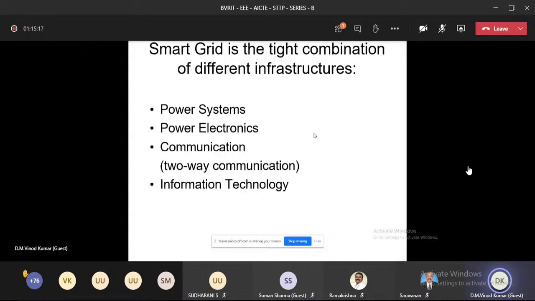Why? What is the need for two-way communication? As of today, we have only one-way communication, from the substation to the consumer side, but from consumer to substation we don't have it. That is why, if you have a smart meter and press a button, what is the rating? What is the cost per unit? Therefore, we require two-way communication. Otherwise, we will not get information technology, and this will play a vital role.